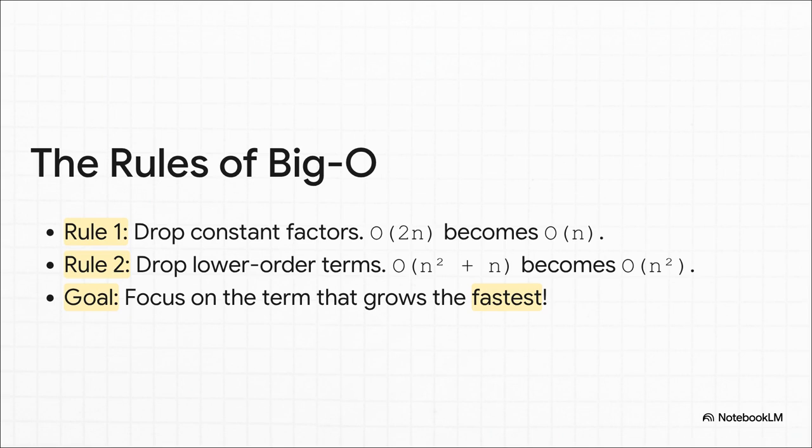And the beautiful thing about Big O is that it keeps things simple with two main rules. Rule number 1, we drop constants. So if an algorithm takes 2n steps, we don't really care about the 2. The growth is still linear, so we just call it O of n. Rule number 2, we drop the less important lower order terms. So if the runtime is something like n squared plus n, as n gets massive, that little plus n part becomes totally insignificant compared to the n squared, so we just ignore it and call the whole thing O of n squared. The whole goal is to find the single most powerful term, the one that really controls the algorithm's fate when you scale things up.